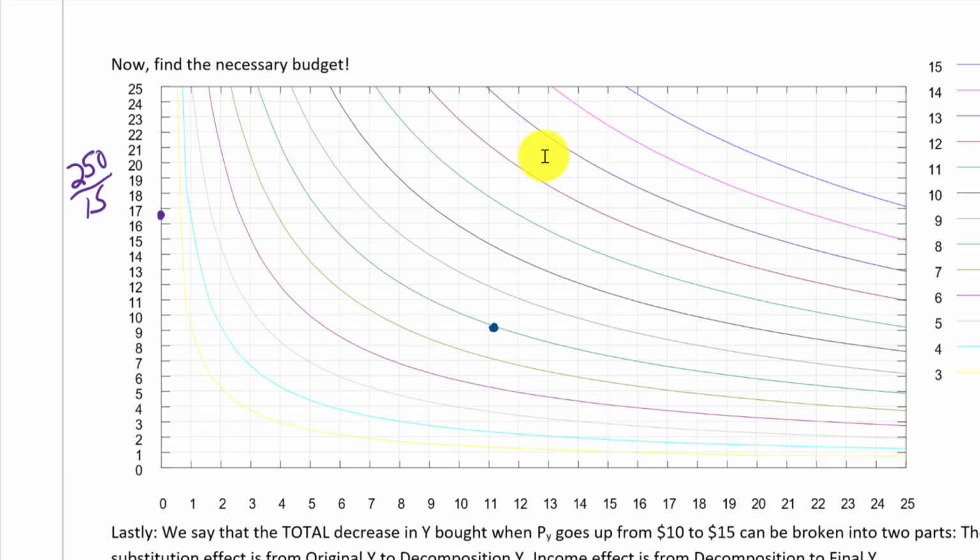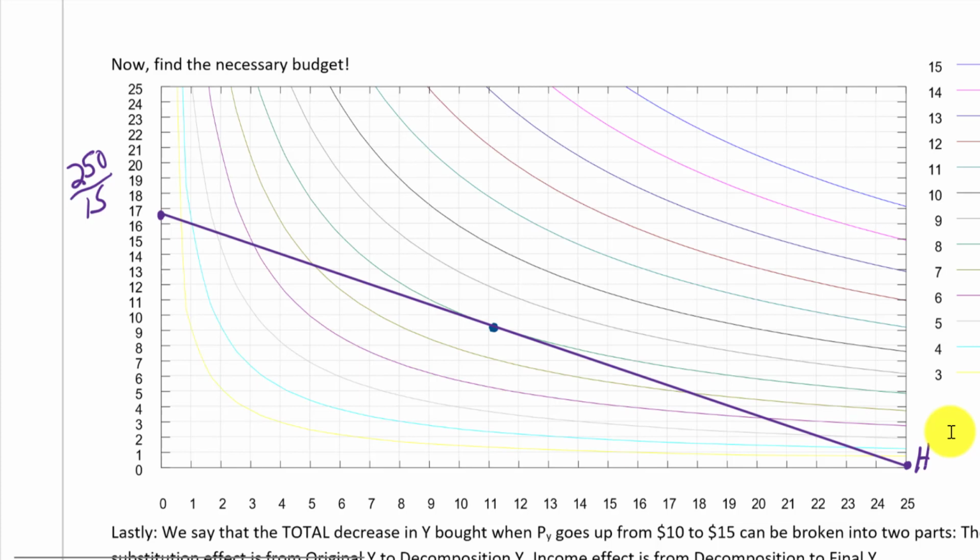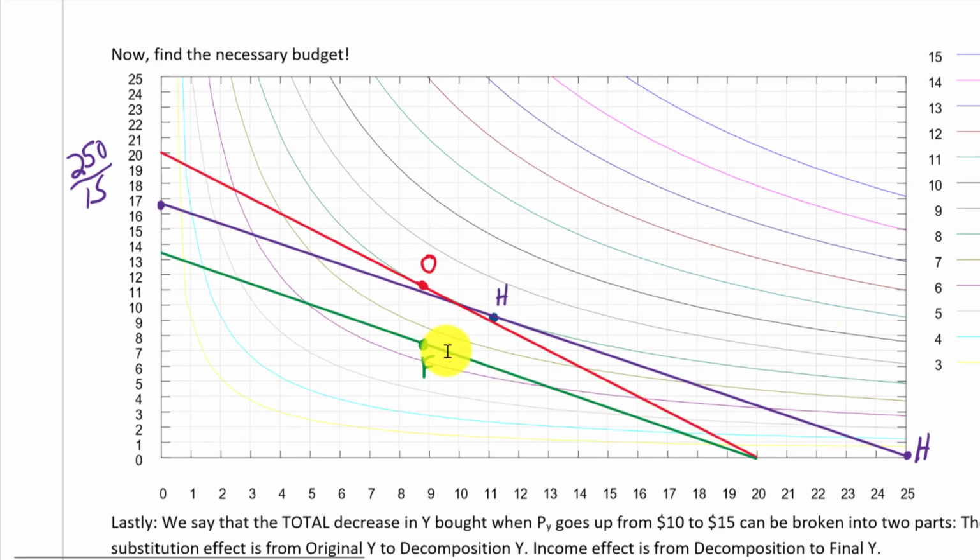And then our x-intercept is going to be 250 divided by 10. That's easy, so that's about 25 here, right? So let's graph. Okay, so let's label this H for our hypothetical solution. Now, our other 2 old budget lines are the same as we had before. So originally, when the price was $10, the original solution, the final solution when the price of y goes up to $15, and the hypothetical solution here in purple.